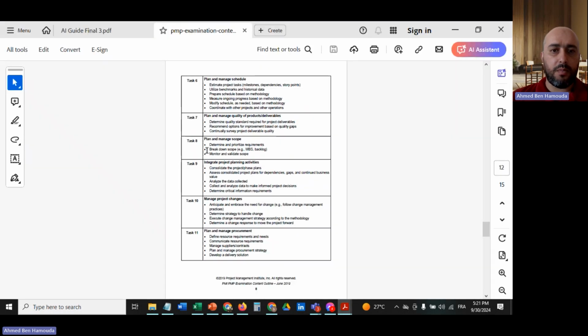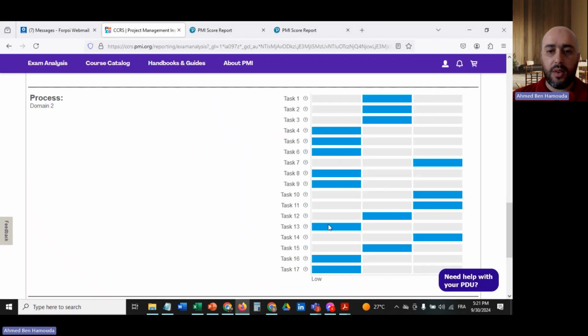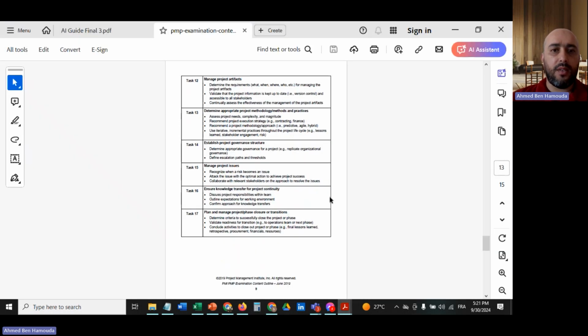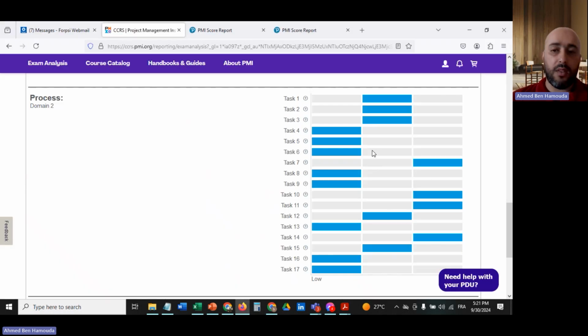So 8 is planning and managing the scope, 9 is integrating the plan and activities, also tasks 13, 16, and 17. So task 13 is determining or choosing the appropriate methodology and practices. 16 is knowledge transfer, and 17 is closing the project. So in the process, she's failed all these tasks, and probably that's what led her to failing the entire exam.